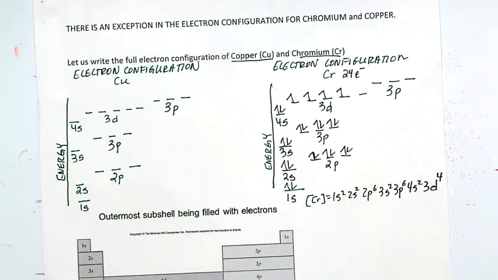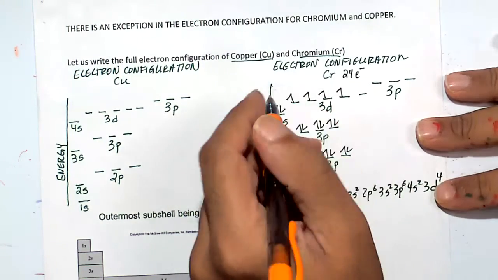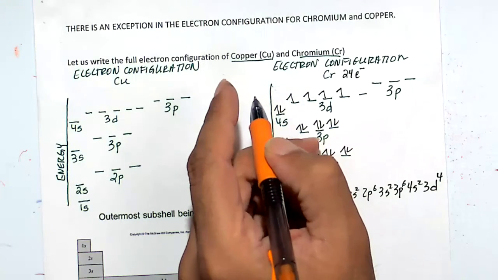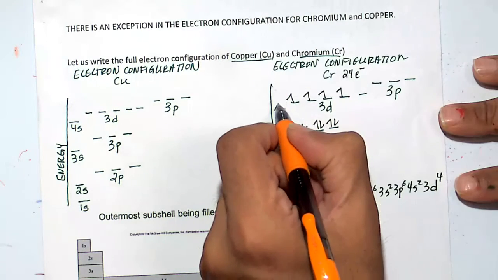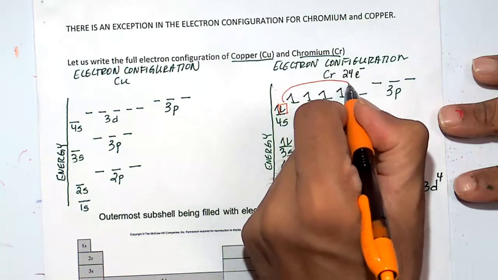So this is not the right answer. There's something really wonky, something weird with chromium. Look at this d orbital with me. It turns out that this just happens by itself. One of these electrons self-promotes.